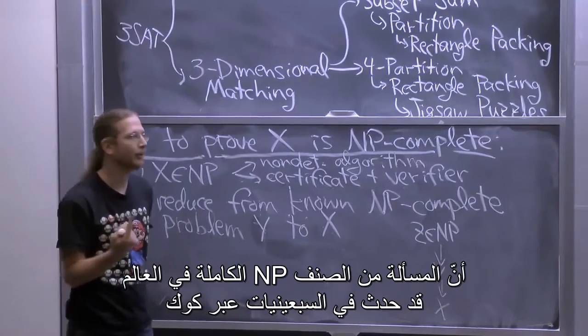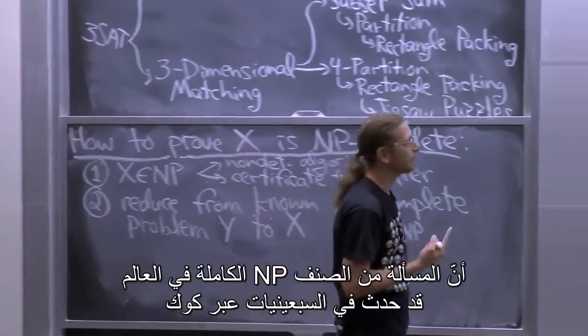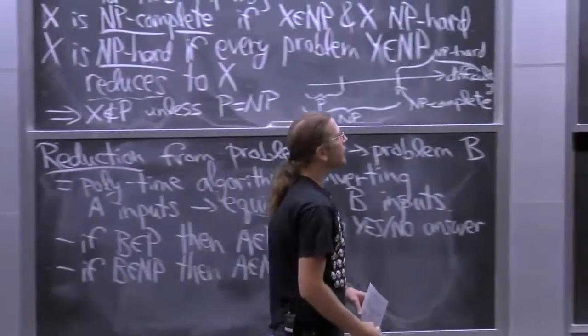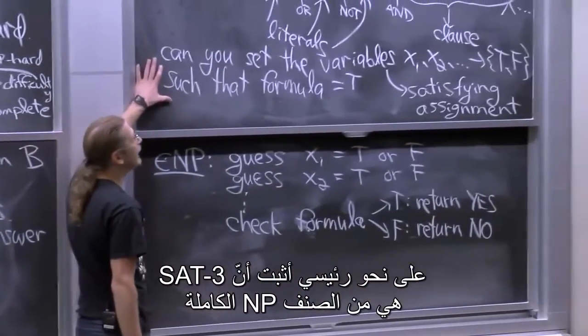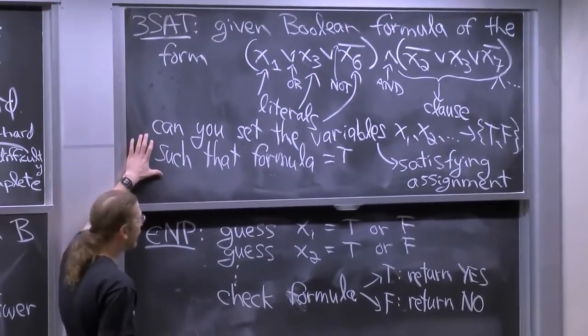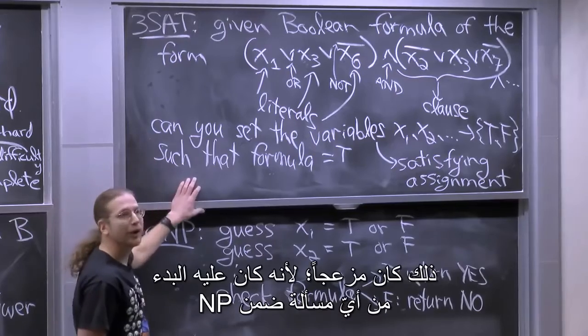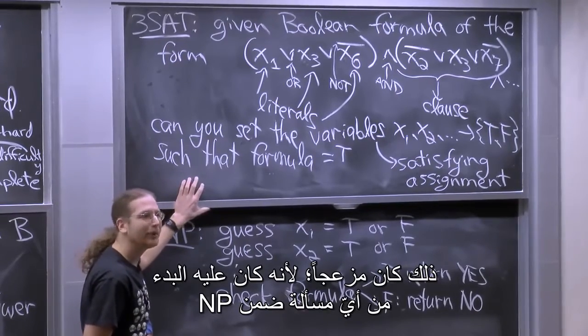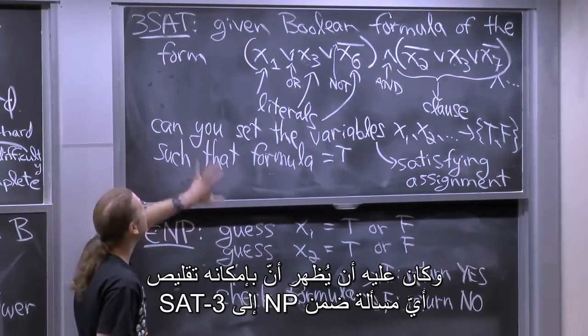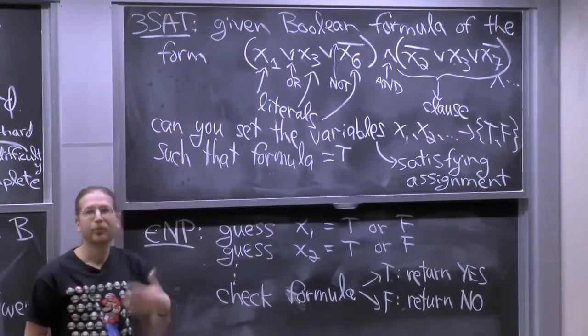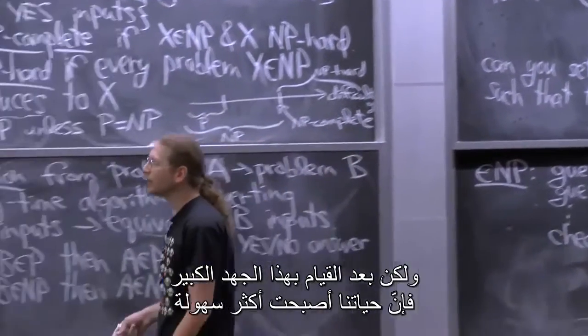So all this is to say, the first time you prove a problem is NP-complete in the world, this happened in the 70s by Cook. Basically, he proved that 3-SAT is NP-complete. That was annoying, because he had to start from any problem in NP, and he had to show that you could reduce any problem in NP to 3-SAT. But now that that hard work is done, our life is much easier.